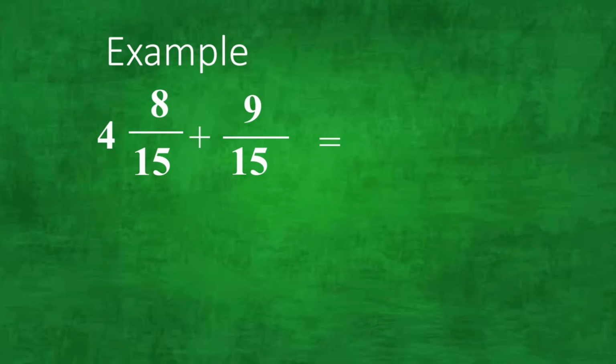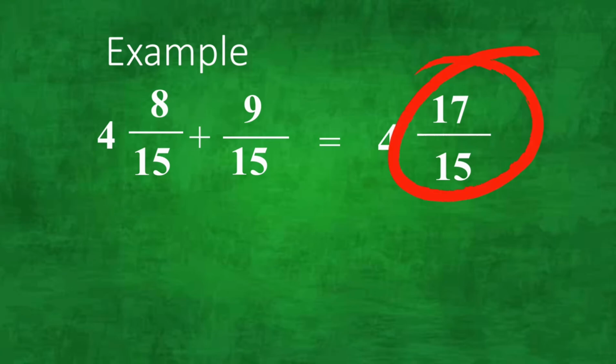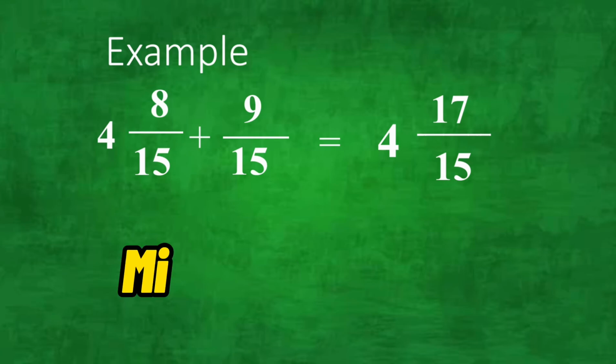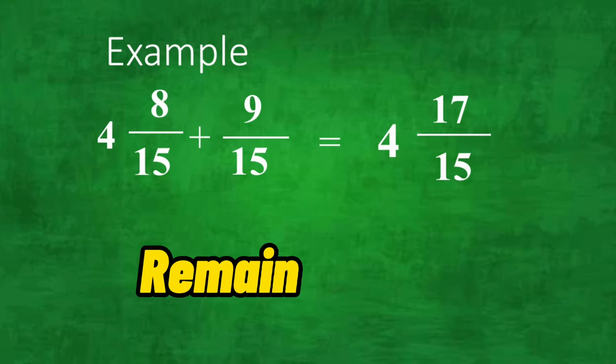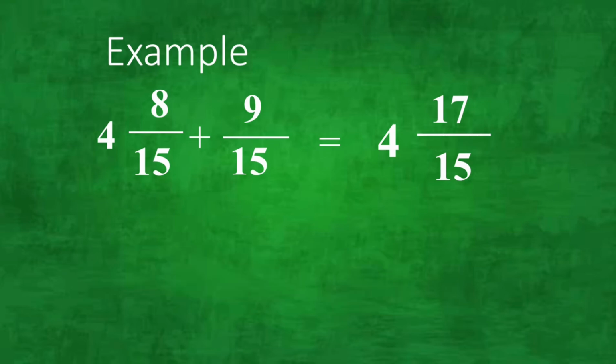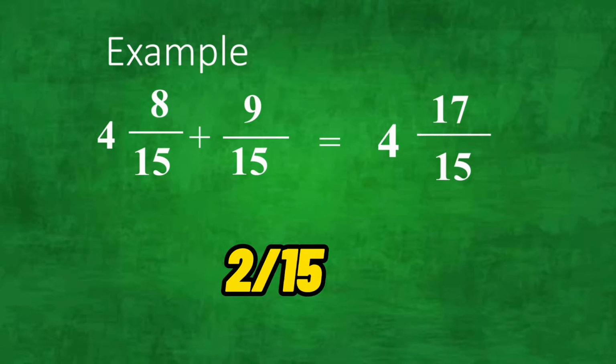Let us have 4 and 8/15 plus 9/15. Copy 4, then add the fractions. 8 plus 9 is equal to 17, then copy the common denominator, which is 15. This is an improper fraction, so we need to change it to a mixed number. 17 divided by 15 is 1, remainder 2, and that remainder will become your numerator over 15.